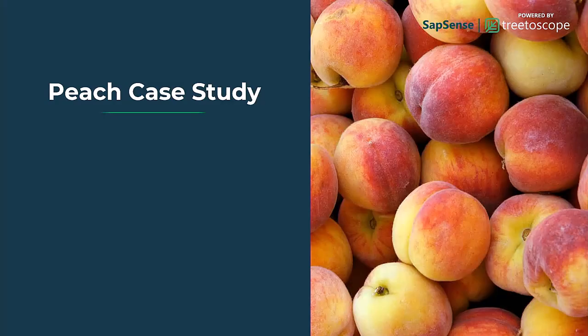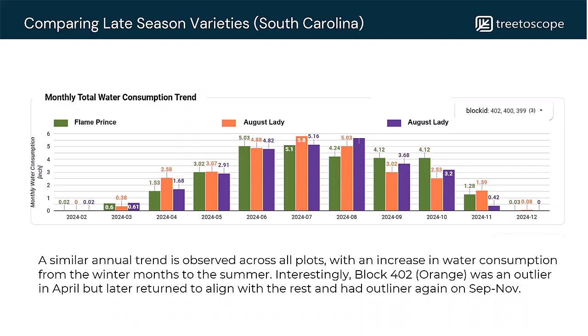So let's dive into a couple of the case studies that we've conducted here. This is from a peach orchard in South Carolina. This is focusing on 3 separate blocks of late season peach varieties. You have the Flame Prince and 2 blocks of August Ladies. And first I want to mention that it's really nice about our data points is that you can see when the trees come out of and go back into dormancy.